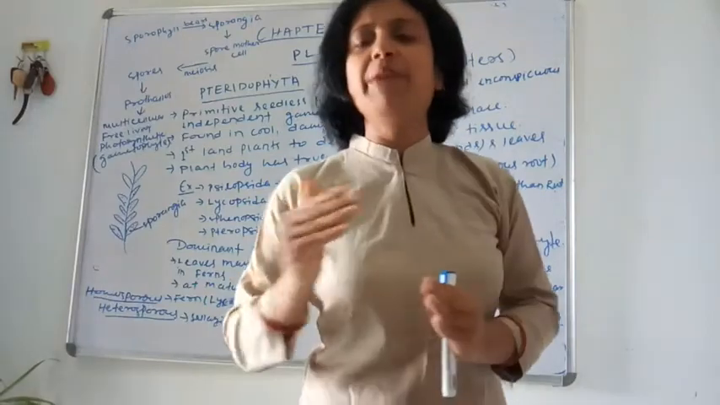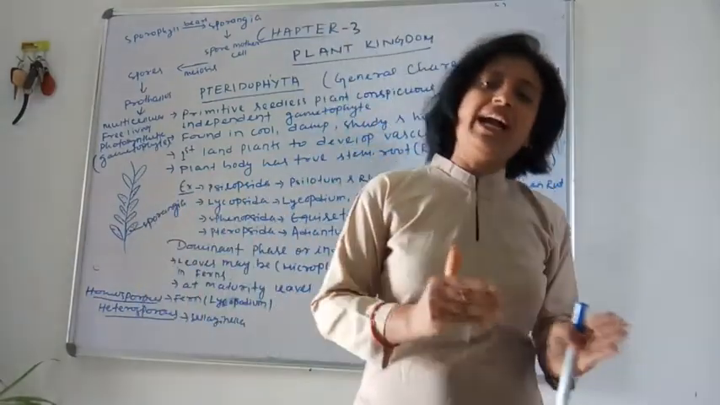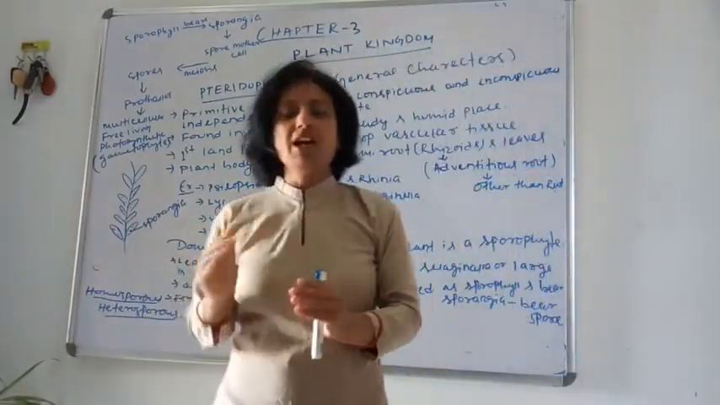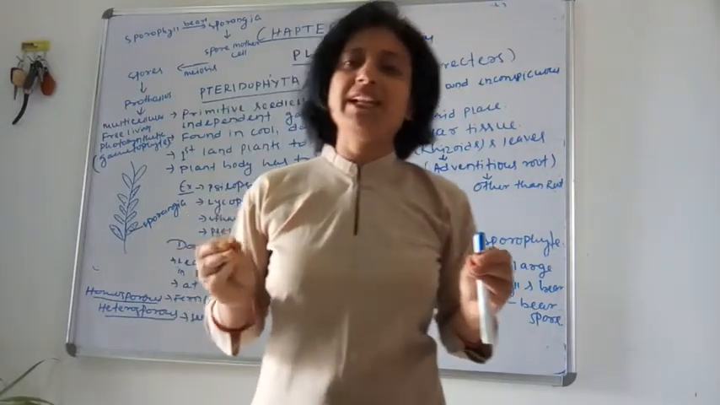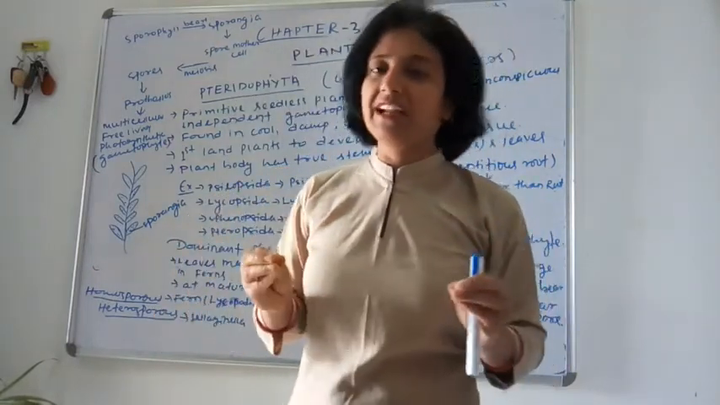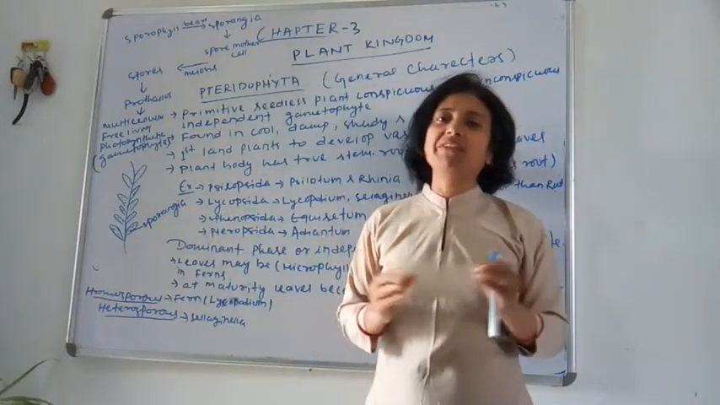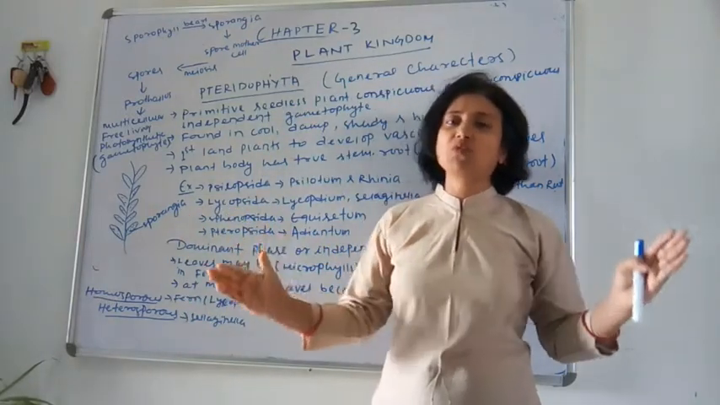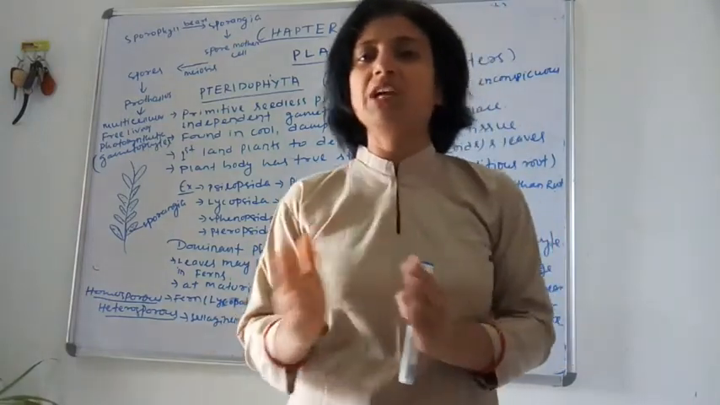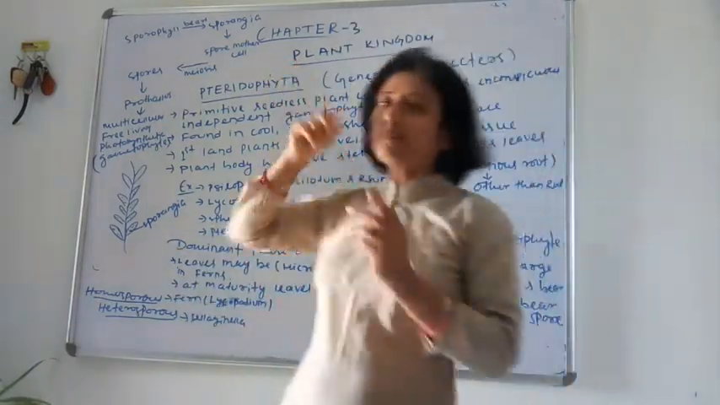Independent gametophyte means its gametophytic phase is different and its sporophytic phase is different. Sporophytic phase means 2n and gametophytic phase means n. 2n will be formed when half of the chromosomes from both the parents combine in the zygote. We will study it later in reproduction.